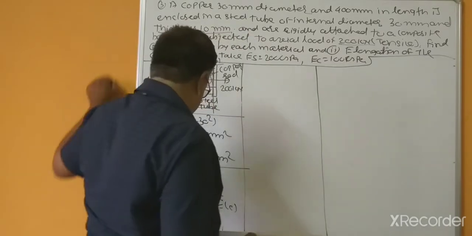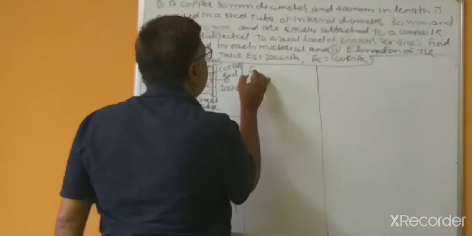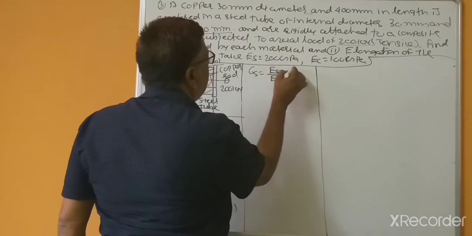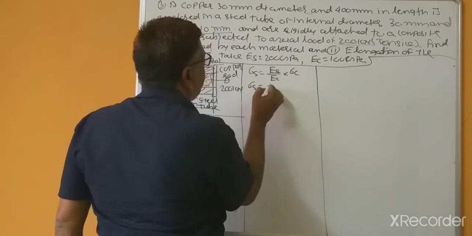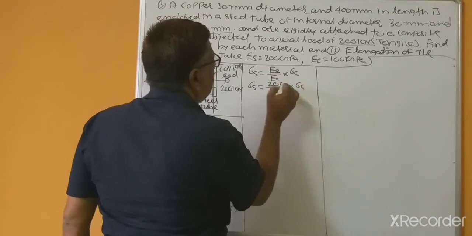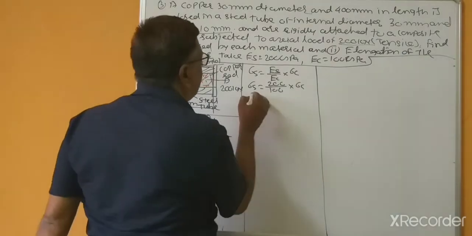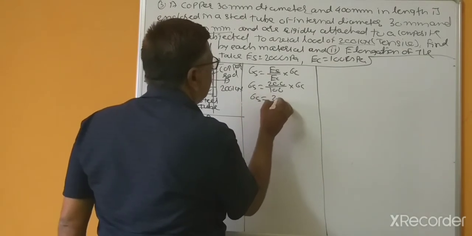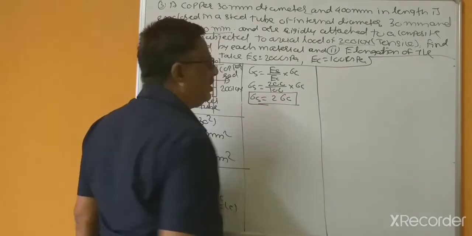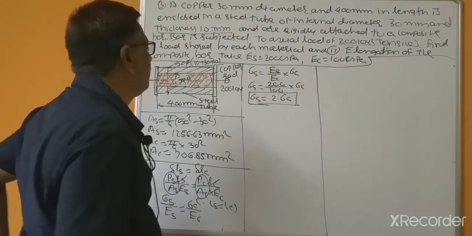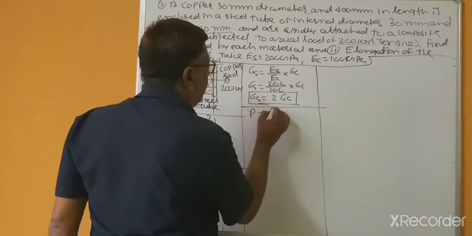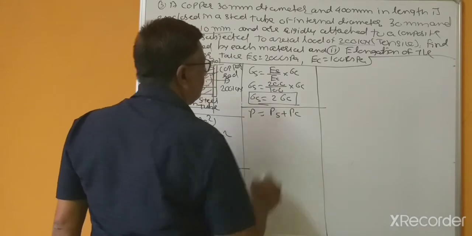So that's why we can write sigma S equal to ES divided by EC equal to sigma C. Again this is 200 divided by 100, because both are in gigapascals. So sigma S equal to 2 into sigma C. So you got the relations. Now the total load P is shared by both materials.